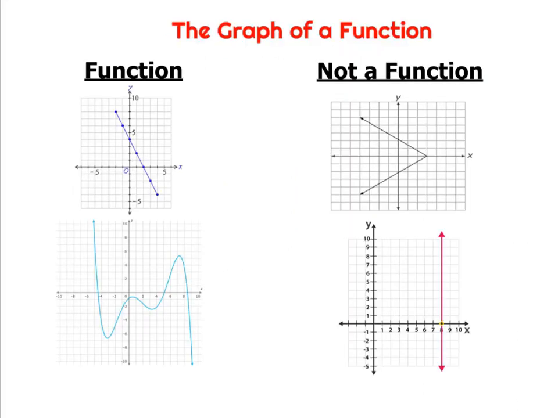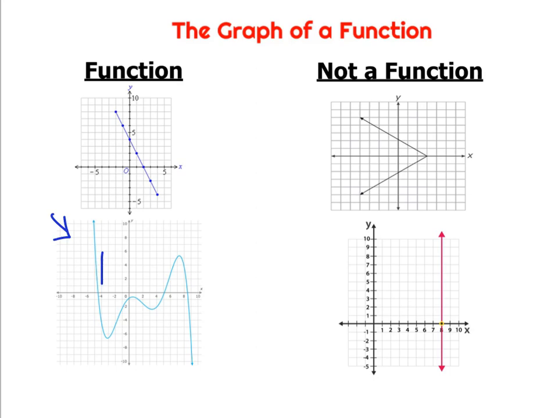So for the graph of a function, we see some examples on the left. Anything that has a straight line that goes up or down like we've been used to is a function. Each x value only has one y. The one below it, right here, even though it's curvy, that's still a function. It's not a linear function, but it is a function. Remember, you can use your vertical line test to tell if it's a function.